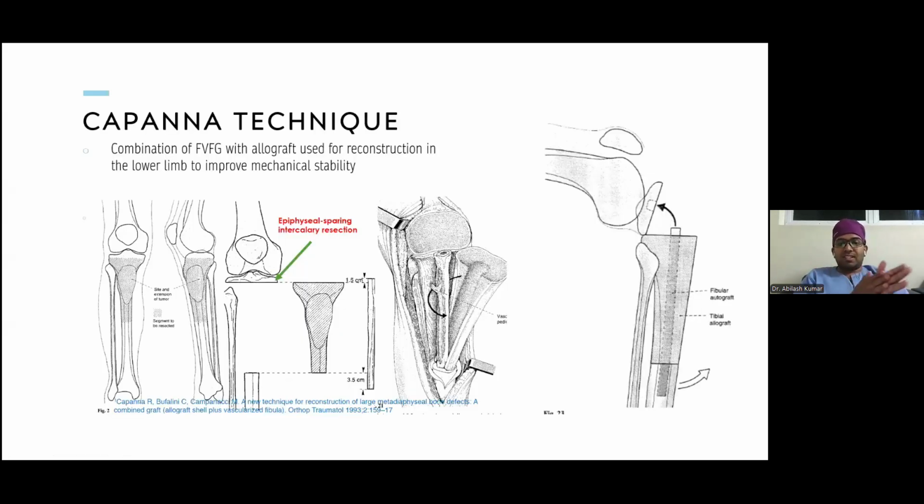Now, this is a technique developed in Italy called the Capanna technique, where they usually merge the usage of autografts and allografts because this will help in the biology of healing. So the allograft gives us the mechanical strength that we need, and the autograft helps with the biology of healing. So you can see here that the allograft shell is actually opened in half, and we insert the vascularized fibula graft into the allograft, and you put it back into the patient's proximal tibia. So this will help. One, it's mechanically strong. Two, it helps with the biology of healing.